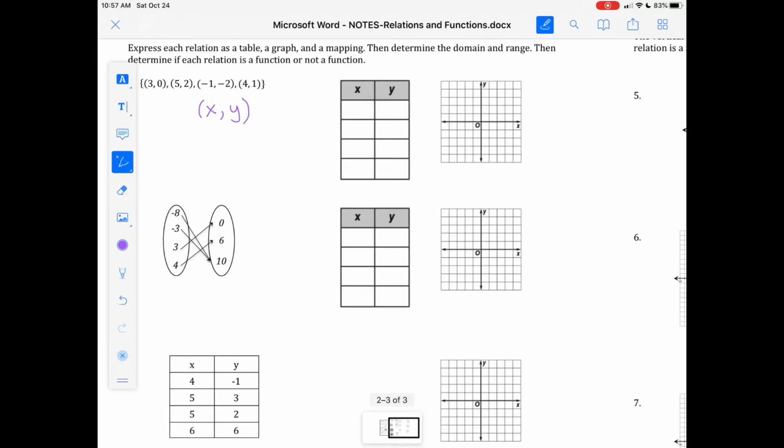So as a table, I would put all of my x values in the x column. So my x's would be 3, 5, -1, and 4. Those are my domain values. My range would be all of the y values. I'll put those in the y column. So here are y's, the range, 0, 2, -2, and 1, keeping in mind that all of those ordered pairs are still mapped to their corresponding y's.